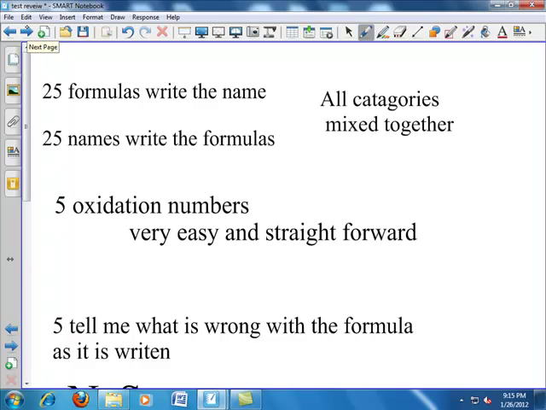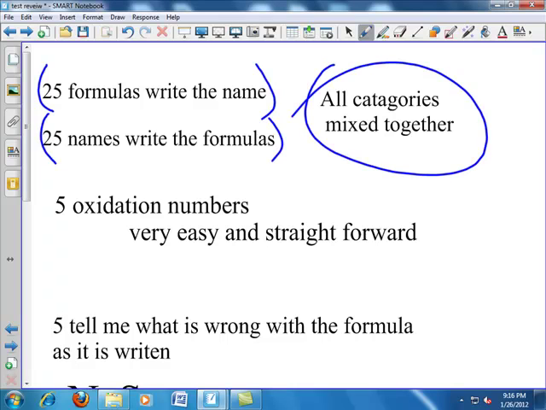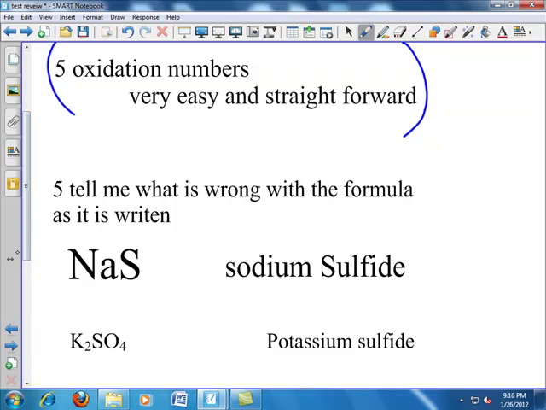Once you're done with those 25, or those 60, you will have a group of 25 formulas where you're going to write the name, and 25 names where you're going to write the formula. These are all the categories mixed together. Can you go through and pick those out? The next thing on the test are 5 oxidation numbers, which quite honestly you've been doing throughout the test, so I really didn't need to put it separately, but I want to see if you can. And then I have 5 formulas, and you're going to tell me what's wrong with the way each is written.